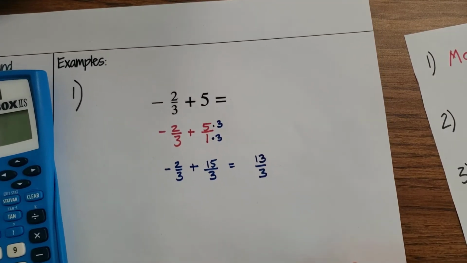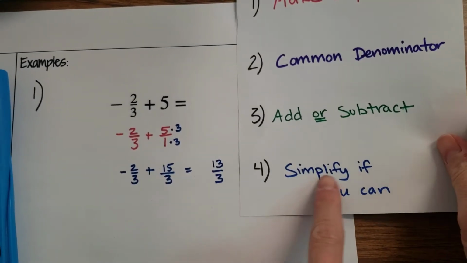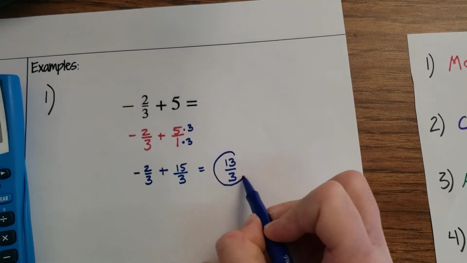And remember, we can just leave our answer improper as long as it's simplified. You always want to check your answer to see if you can simplify. And in this case, 13/3 we can't. So that would be our answer.